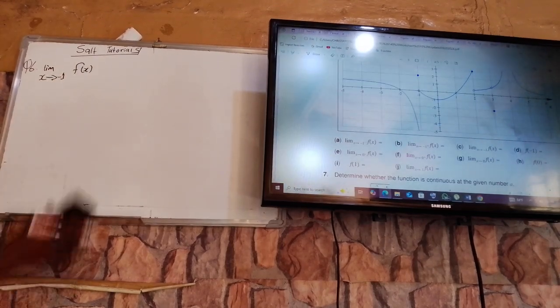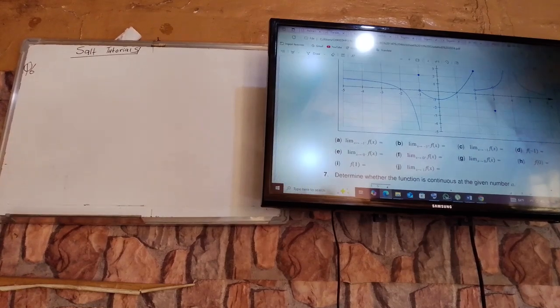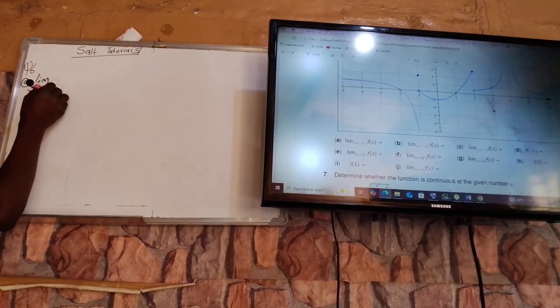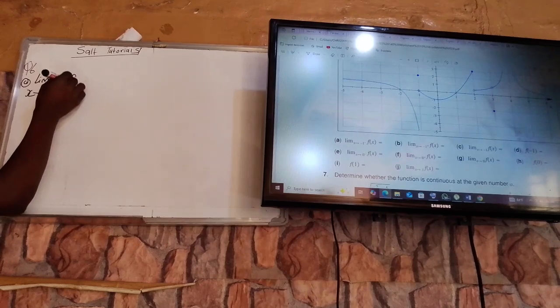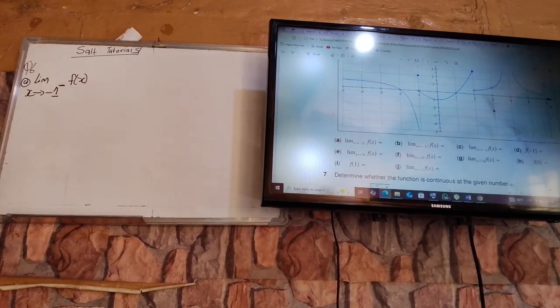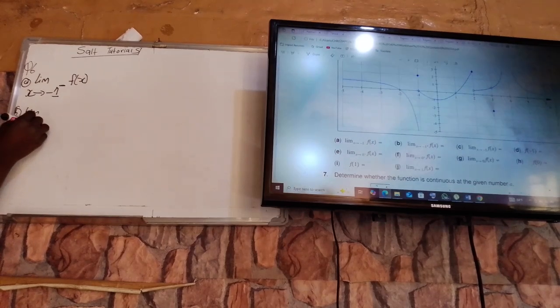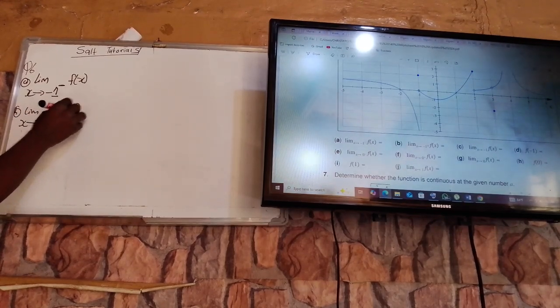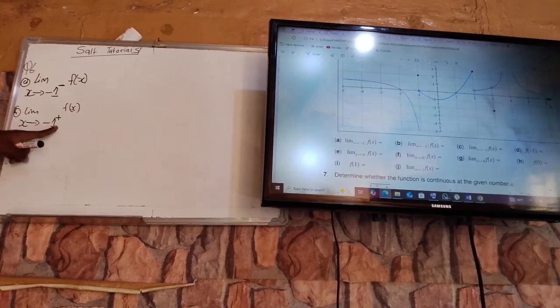Now, actually it's not just -1. We are trying to find the limit as x approaches -1, and there's a negative on top here. The negative on top here means that we are trying to approach -1 from the left direction. When x approaches -1 with a positive on top, this means that we are trying to approach -1 from the right direction.